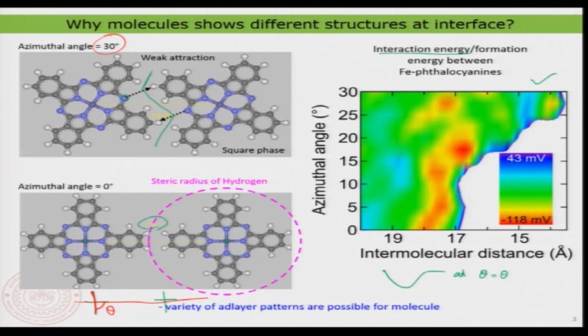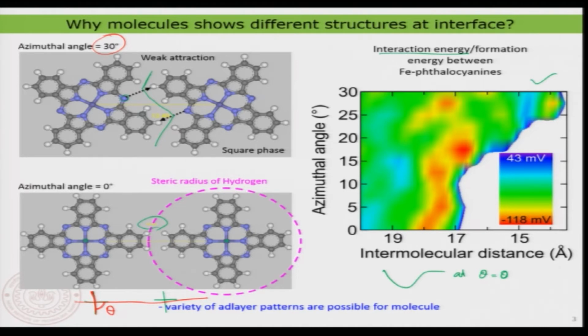Yeah, theta is equal to 0, and you can basically do the same thing for theta is equal to 1 degree, 2 degrees, like that, and then you put those plots together, and you get this so-called interaction energy as a function of azimuthal angle and intermolecular distance.